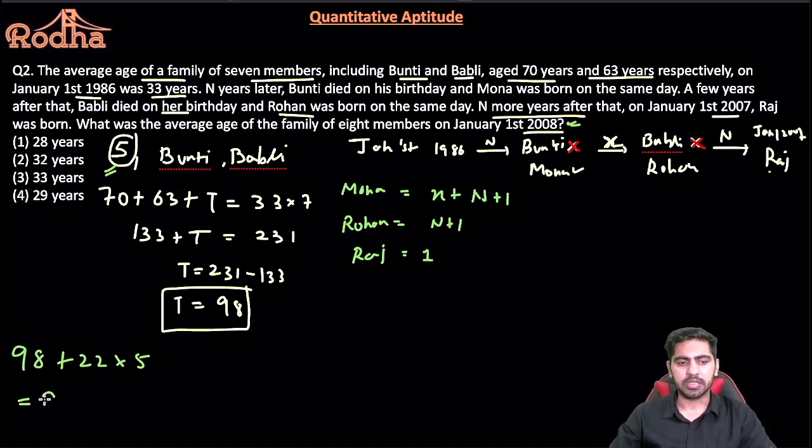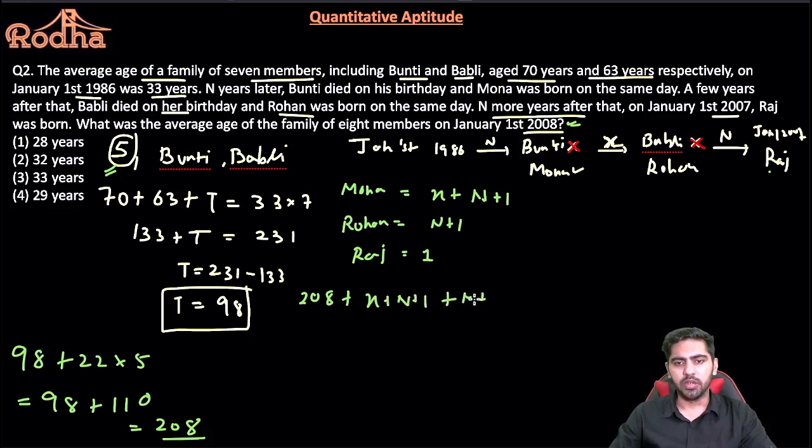So now their total will be, I can say, 98 plus 5 twos is 10, 1 carry over, 5 twos is 10 and 1 is 11, 110. So can I say they are going to become 208 years old? So at present, these 5 people are 208 years old, right? Plus there is Mona, who's X plus n plus 1 years old, then there is Rohan, who's n plus 1 years old, and then there is Raj, who is exactly 1 year old. So this should be the total age of the family of 8 members, right? Because there are in totality 8 members. Two of them died, but 2 of them were also born during the same period, and these are the total ages, right?